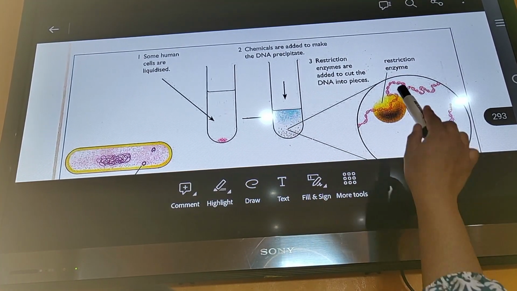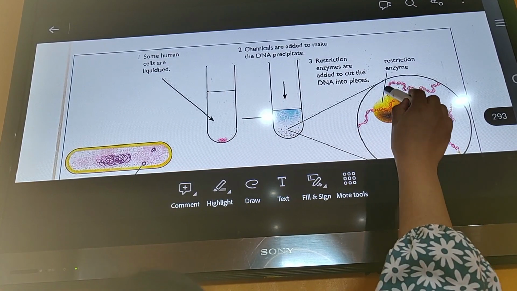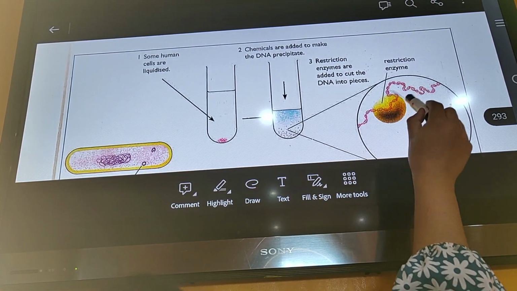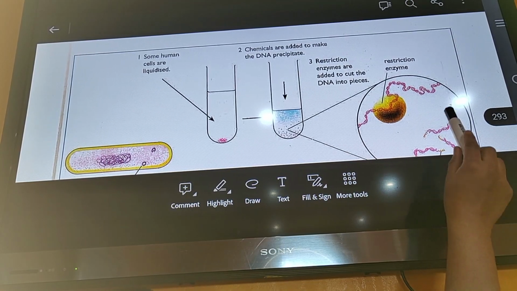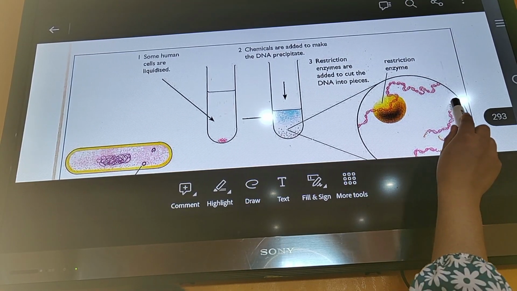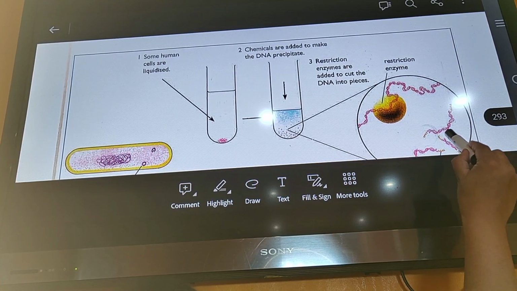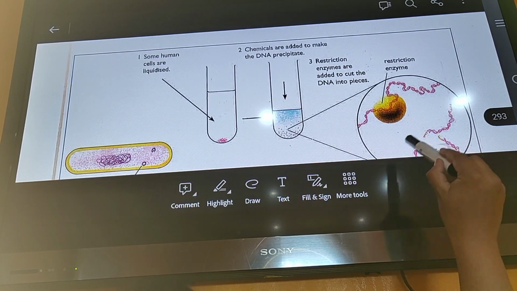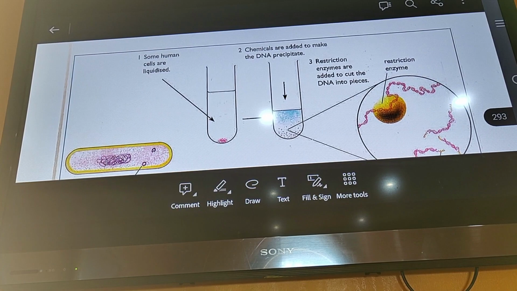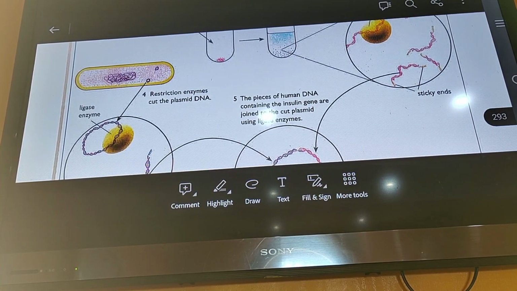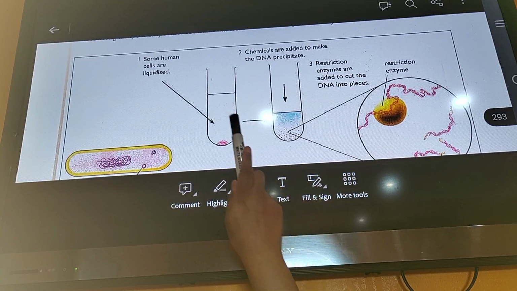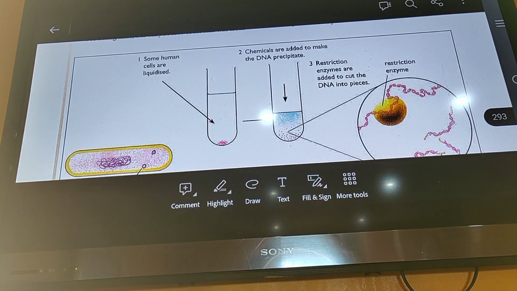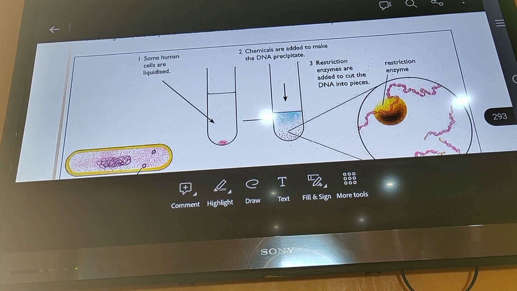Then what will you do? You will add restriction enzymes. These restriction enzymes will cut the DNA at several parts. At several points the DNA has been cut and you can see the sticky ends. These are the sticky ends which are being produced. In this procedure, you need the human gene, and secondly you need the plasmid.